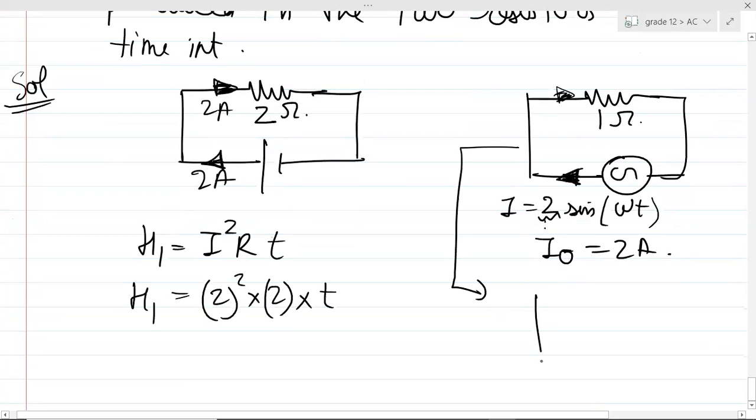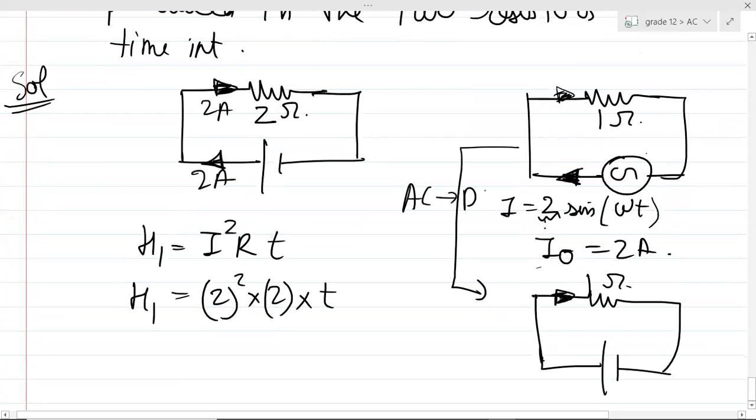You will convert it to a DC circuit. This AC circuit will get converted to a DC circuit with current how much? Will the current I naught flow through this circuit? If I am converting AC to DC, will a current of I naught flow through this 1 ohm? No. Then what will the current be? IRMS. Very good. So IRMS current will flow through this 1 ohm.